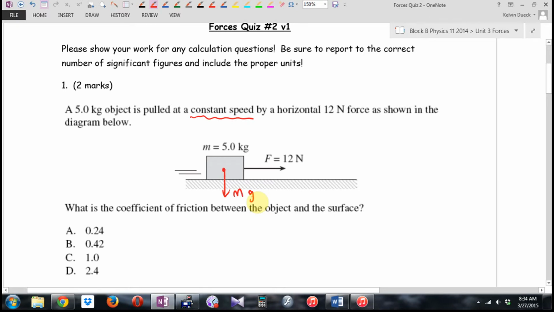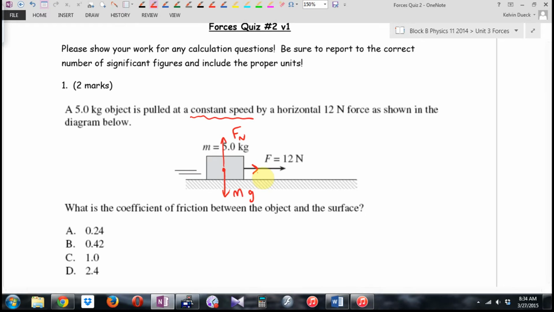And this gives me a system, because now I can say, is this object sinking into the ground like quicksand? Is it lifting into the air like Superman? So in this case, there is an equal force up. What do I call that one? The normal force. I definitely have an applied force of 12 newtons.